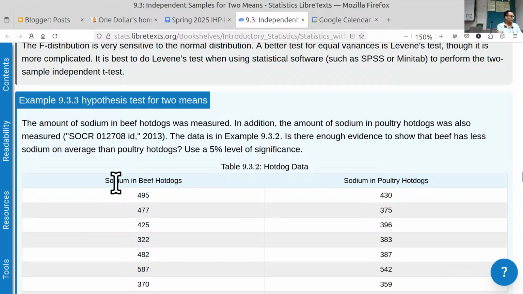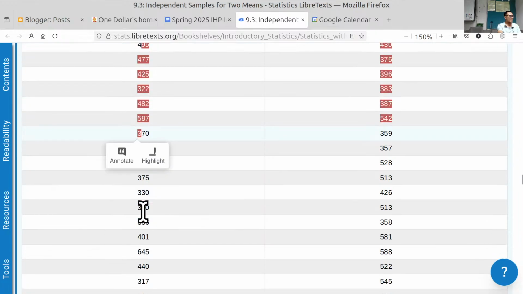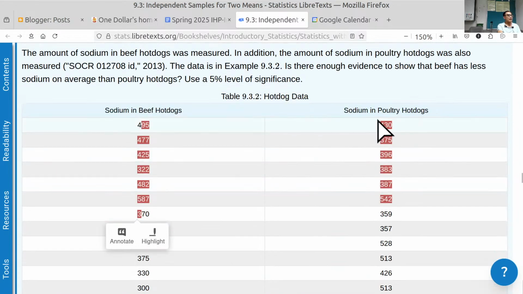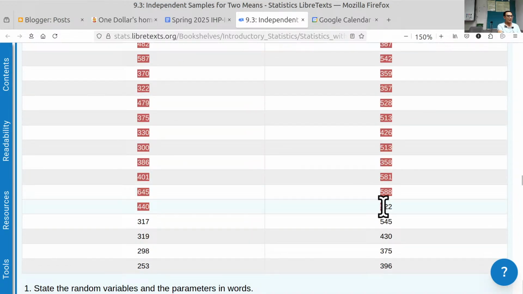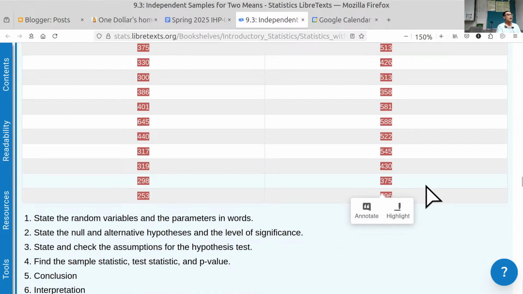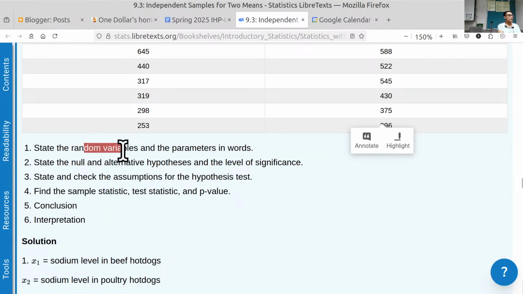Here, let's check the information. Table 9.3.2, hot dog data. Sodium in beef hot dogs looks like this one, and sodium in poultry hot dogs looks like this one. Now, first, state the random variables and parameters in words.